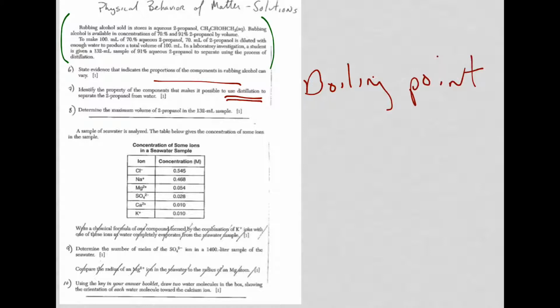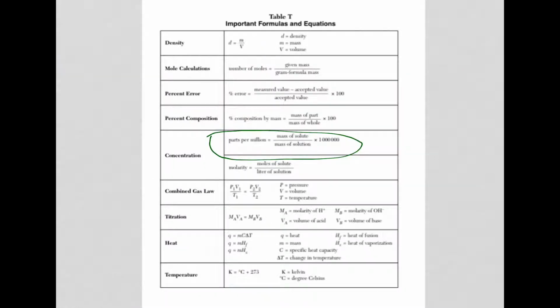So that's what they were looking for there. That's the property. And then finally in question 8, it says determine the maximum volume of 2-propanol in a 132 milliliter sample. Well, I got to go back up into the reading passage, and it was a 132 milliliter sample that was 91% of this alcohol. So it's percent. I need to go get my percent formula. Let me get rid of this. And here it is. Right? Percent is always the part over the whole thing times 100.